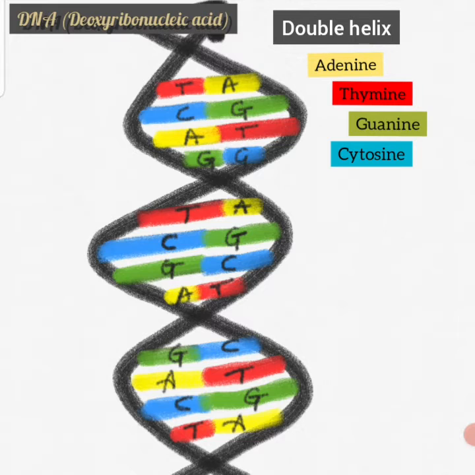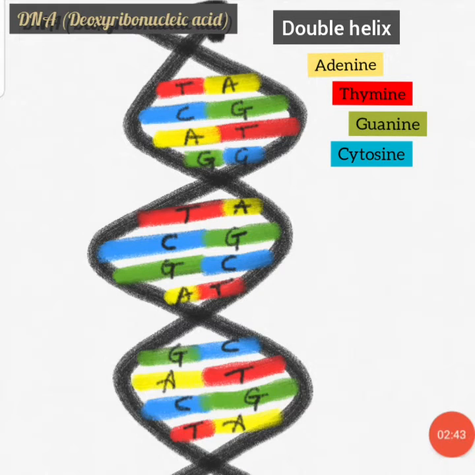Which ones are purines? Adenine and guanine are the purines, and cytosine and thymine are the pyrimidines. So here the DNA molecule is a double helix in structure, and there are four nitrogenous bases present in a DNA molecule. Those nitrogenous bases are A, T, C, G. What do A, T, C, G stand for? A stands for adenine, T stands for thymine, C stands for cytosine, and G stands for guanine.